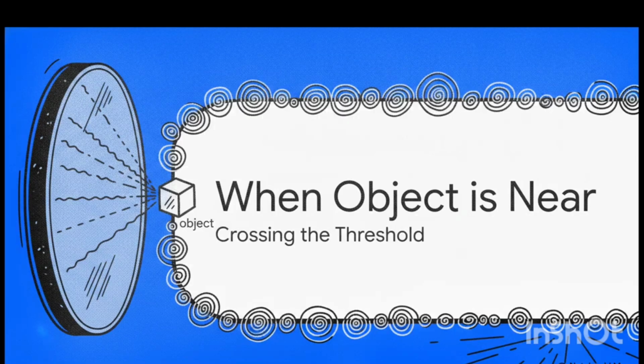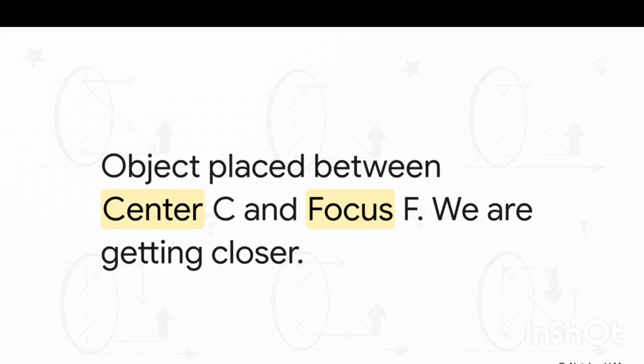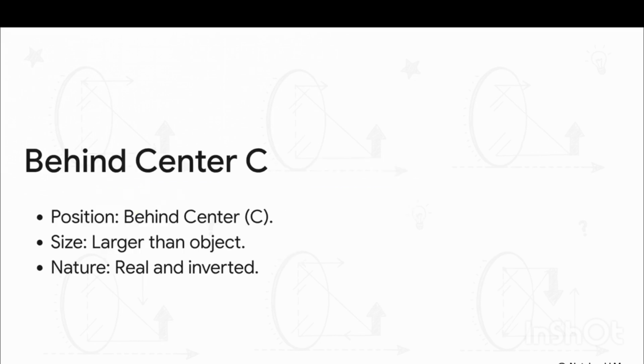Section 4, when the object is lower. We are now officially crossing the halfway threshold and moving into the inner space of the mirror. Case 4 places our object between the center, C, and the focus, F. We're getting pretty close now. We cast our 2 rays using the rules and check out this brilliant shift in the pattern.